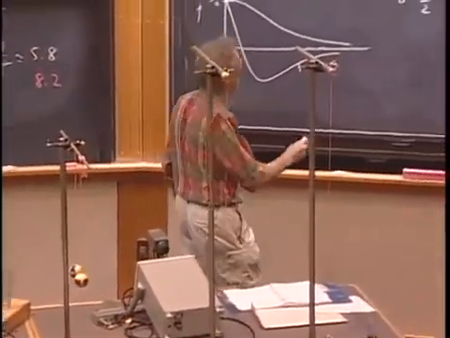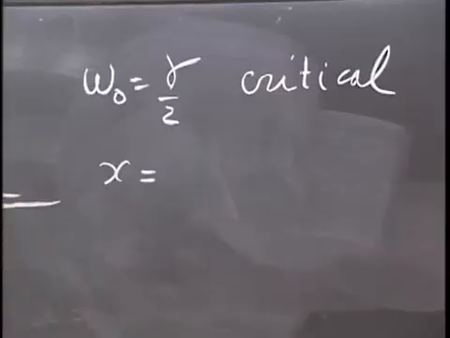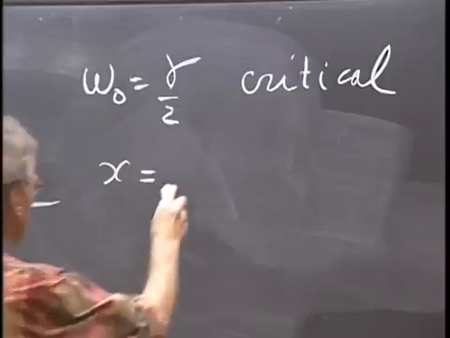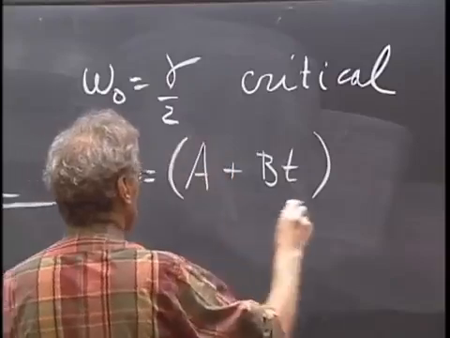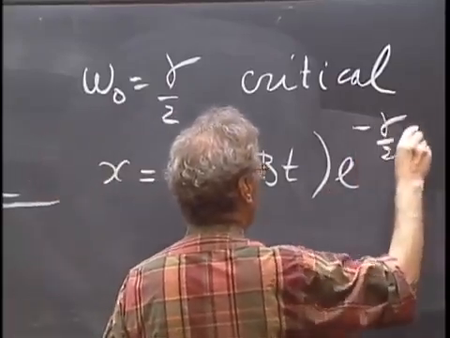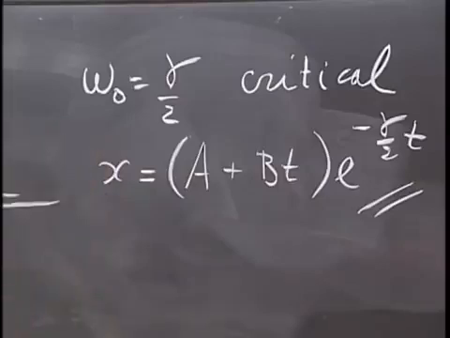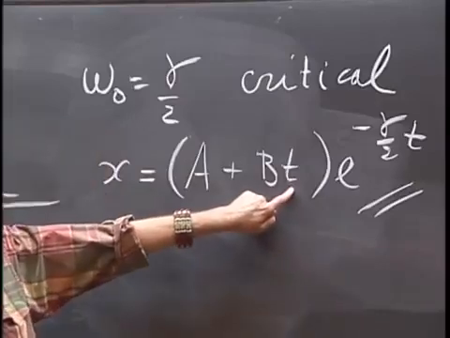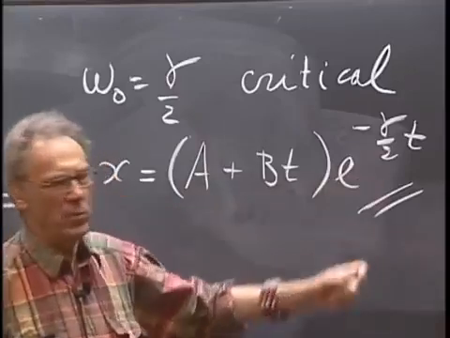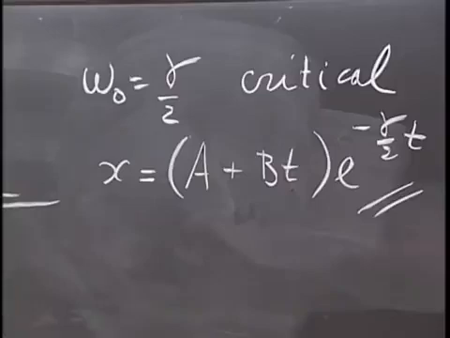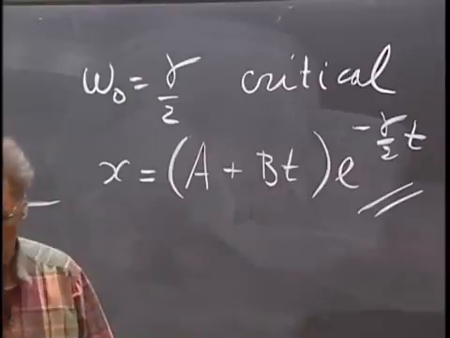And with critical damping, the solution, and I give you this without any derivation, is A plus B times t times e to the minus gamma over 2 times t. Only one decay time, one exponential decay time, but there is something funny here. There's also a t here. So this Bt is linearly growing in the beginning, but of course this one kills it. And again, your two adjustable parameters, A and B, follow from the initial conditions.